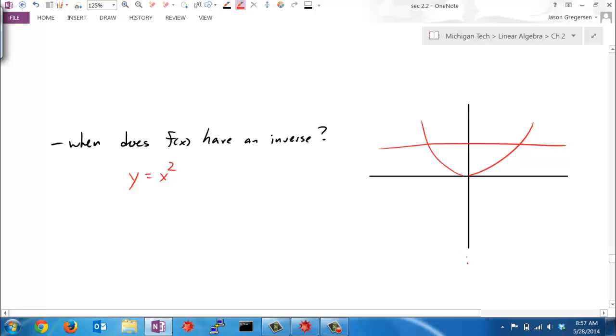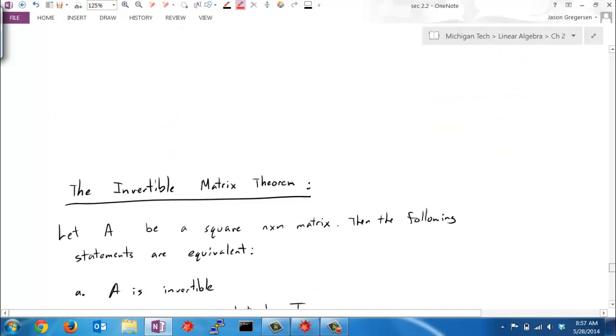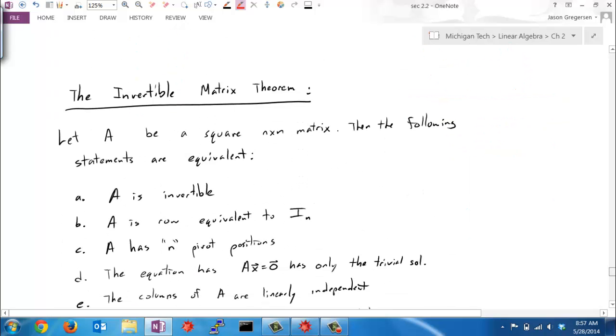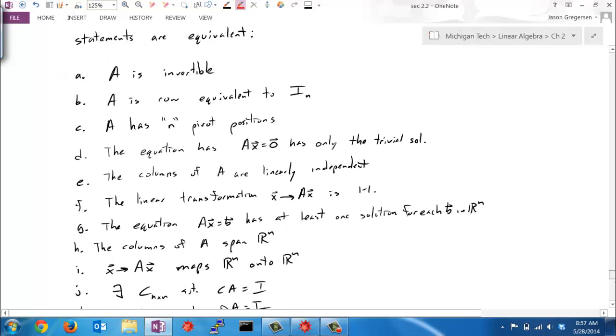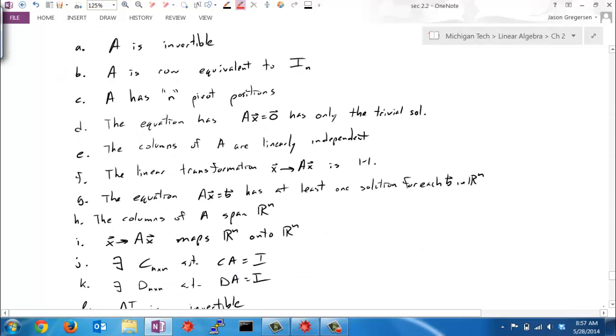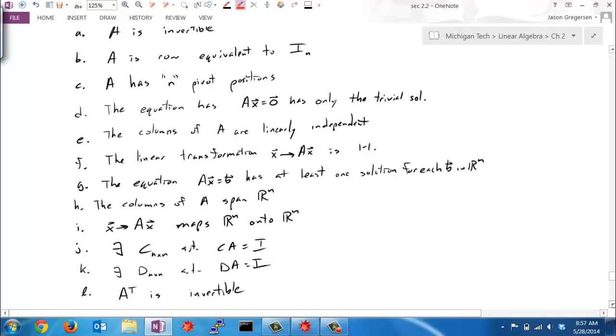Now that, of course, ties everything back together. When is it one-to-one and onto? We have all these statements that are equivalent. So 2.3 says this. Here's a giant theorem. It says if the matrix is invertible, all these things are also true. I think I got them all. No, not quite. Yeah, just barely fit them on there.